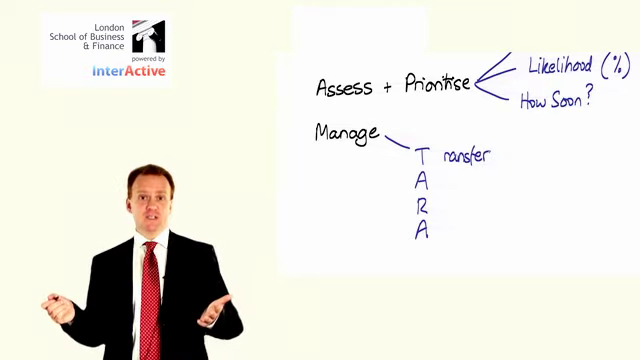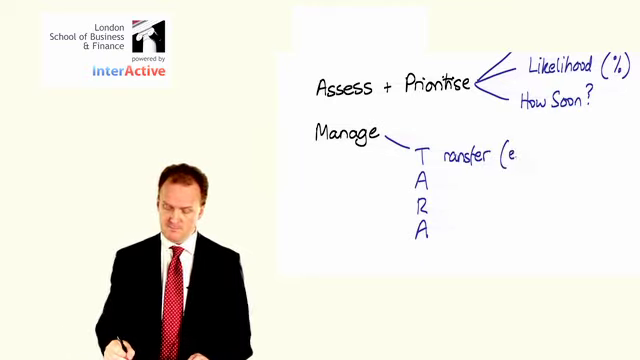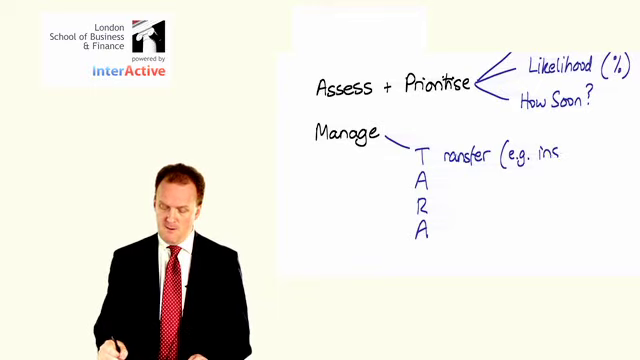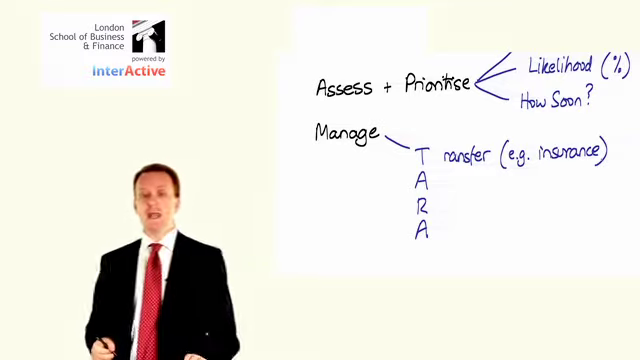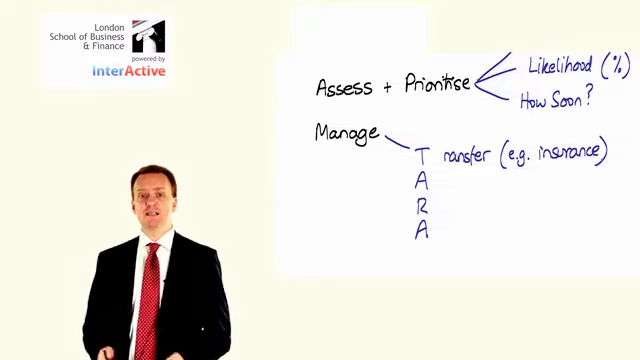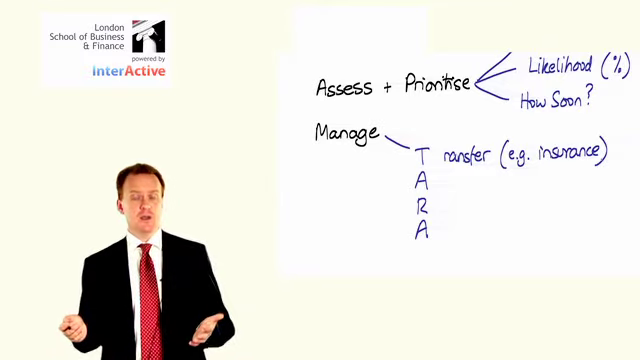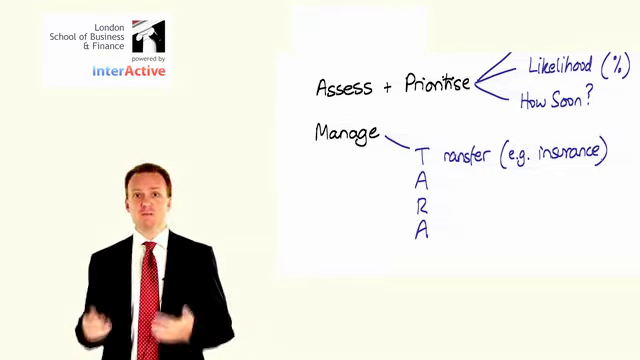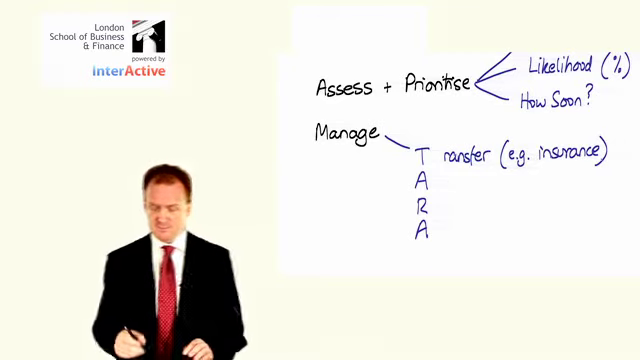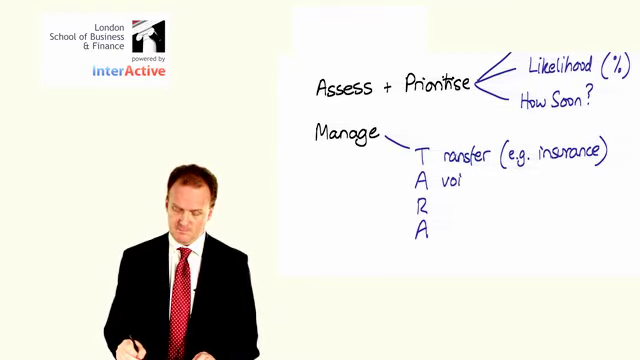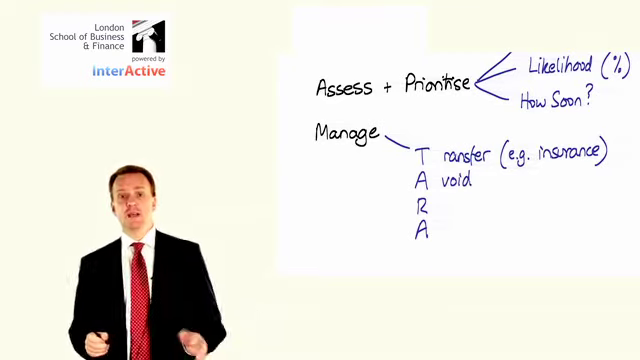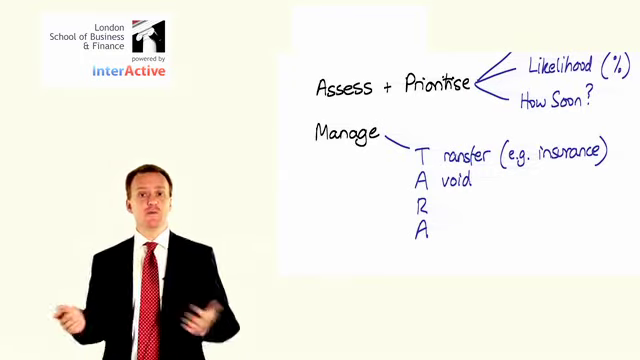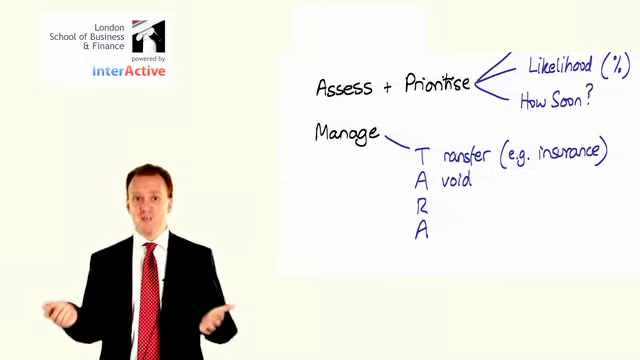Transfer that risk onto somebody else. And the most common way of doing that is to pay for some insurance. Obviously that comes at a cost, but then all risk management comes at some sort of cost. In some cases, it may be best just to avoid the risk completely, if that's possible.